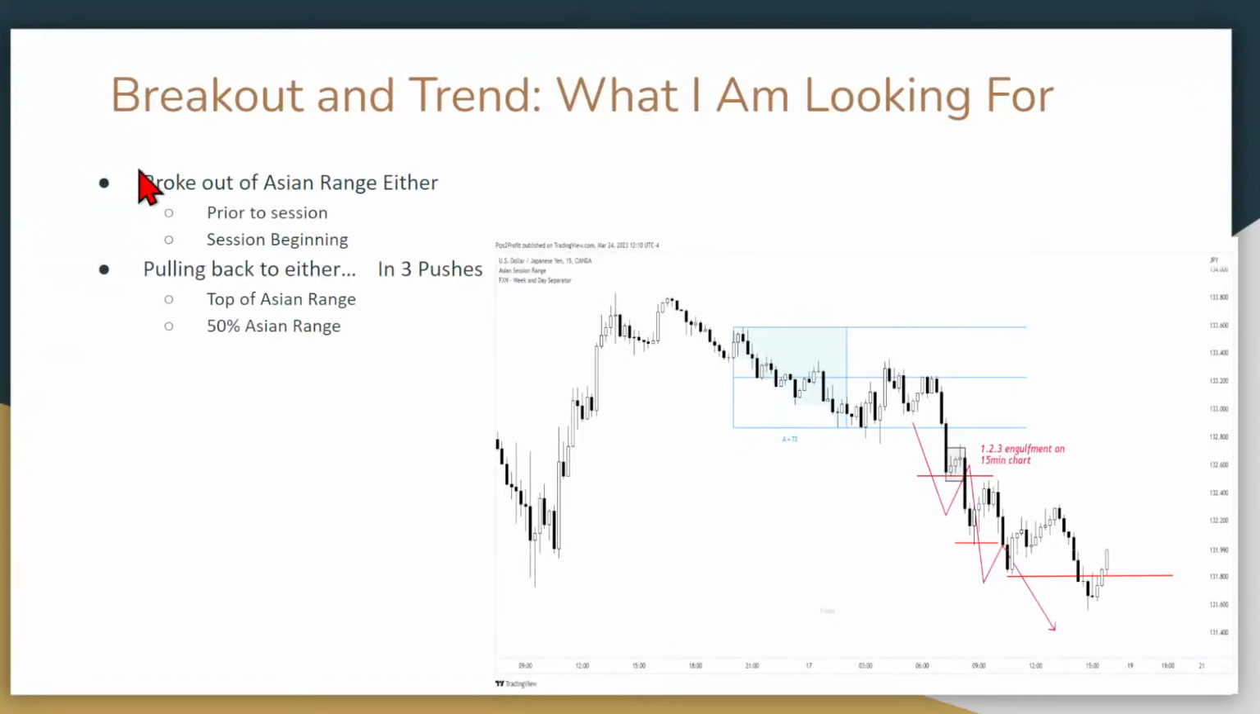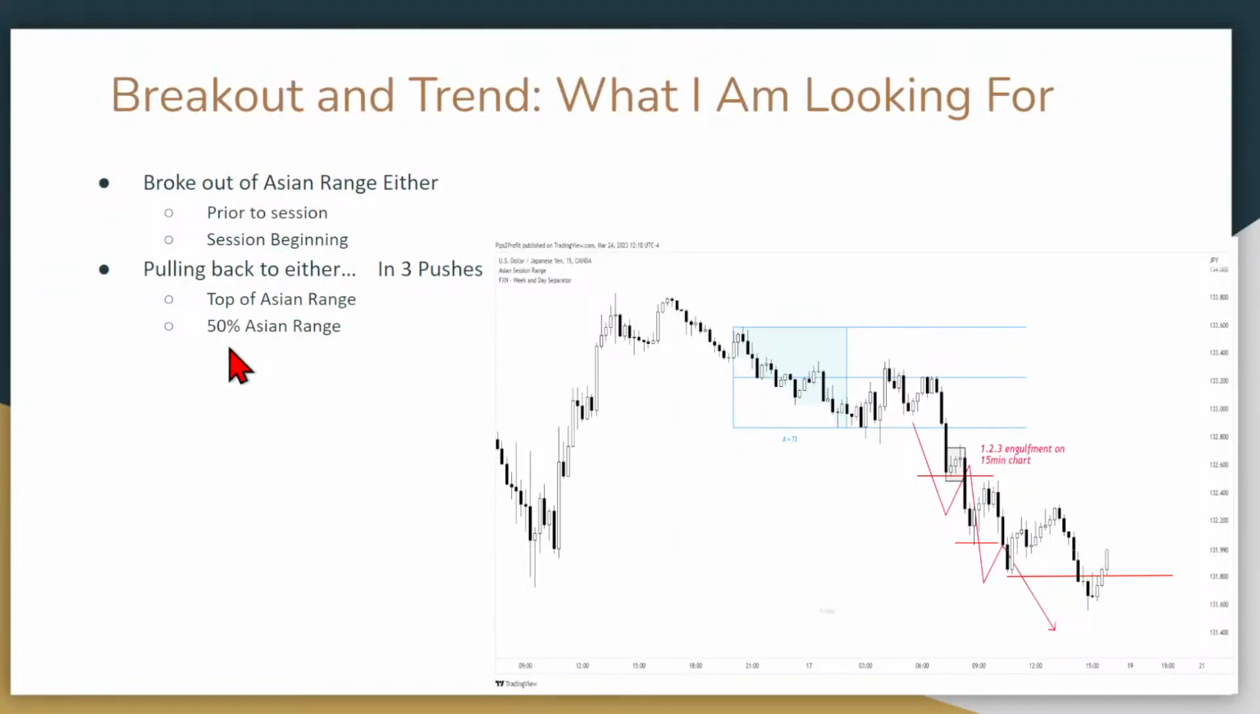So what am I looking for? I'm looking for it to break out of the Asian range either prior to the session beginning or at session beginning. I'm looking for it to pull back in either 3 pushes or to either the top of the Asian range or the 50%.